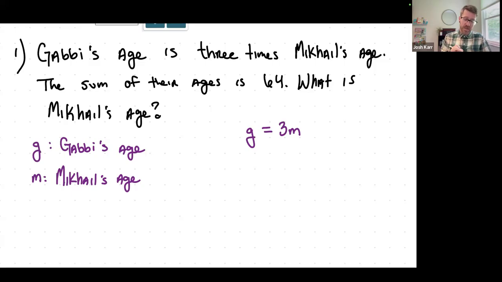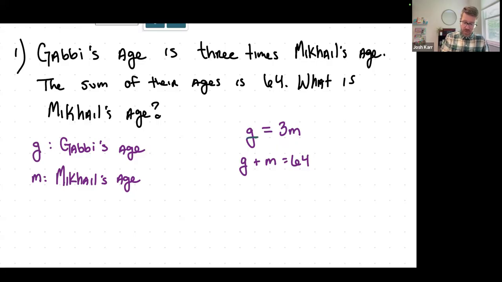Next sentence, the sum of their ages is 64. So a sum refers to adding, and we're adding their ages together, and it equals 64. So we're going to do G plus M equals 64. And we want to know how old is Mikhail, right? Well, I asked the question earlier, right? We've got this system. We've got two linear equations. We've got to use graphing, substitution, or elimination.